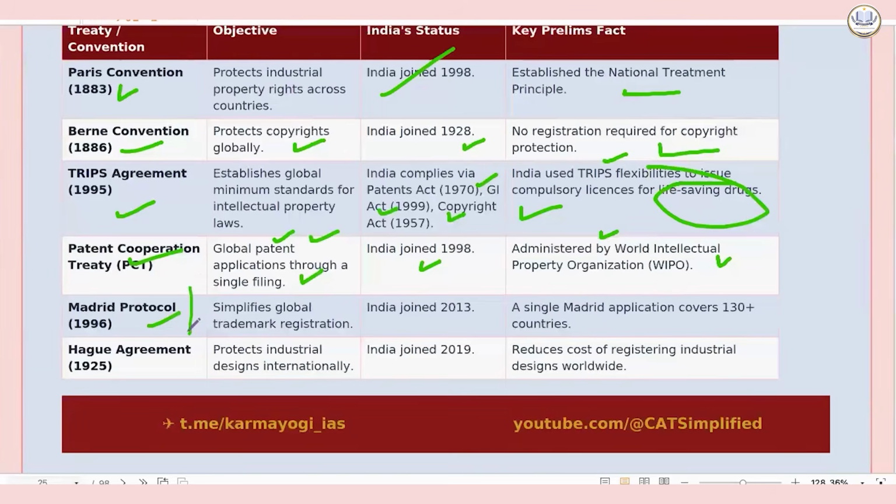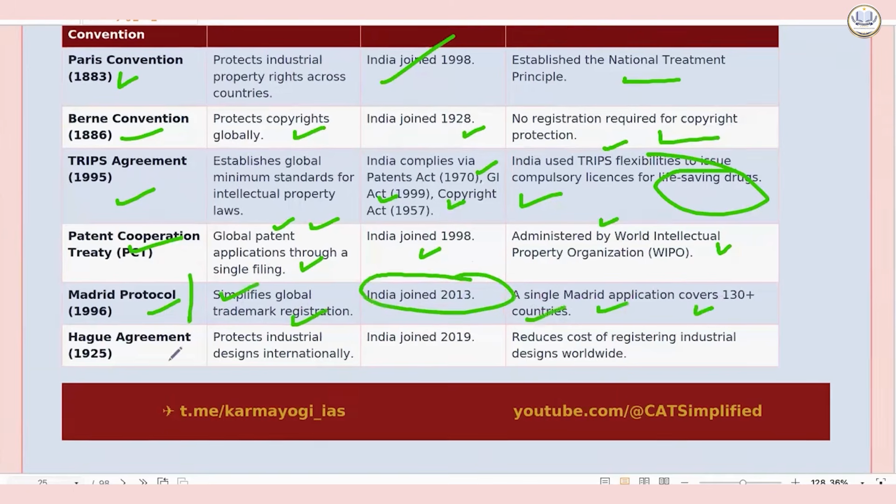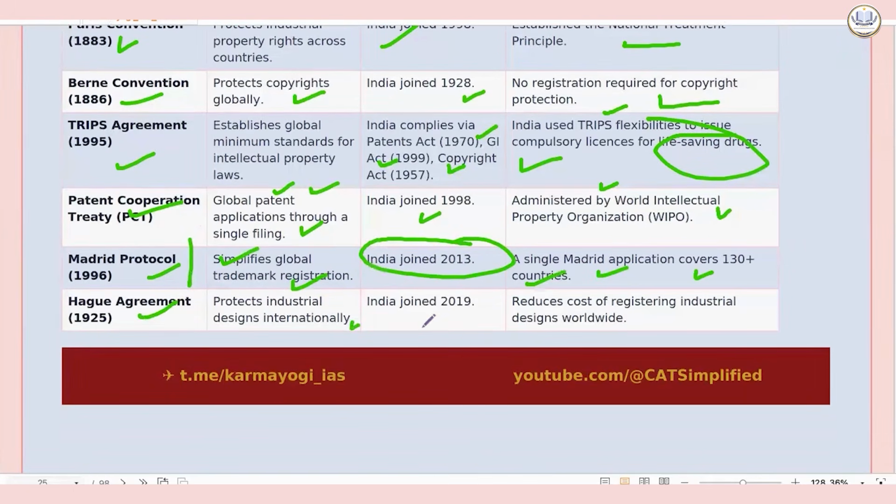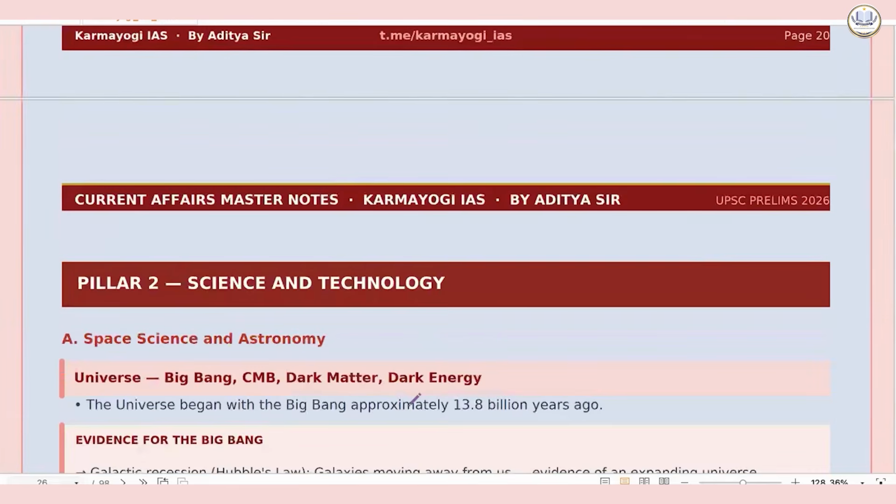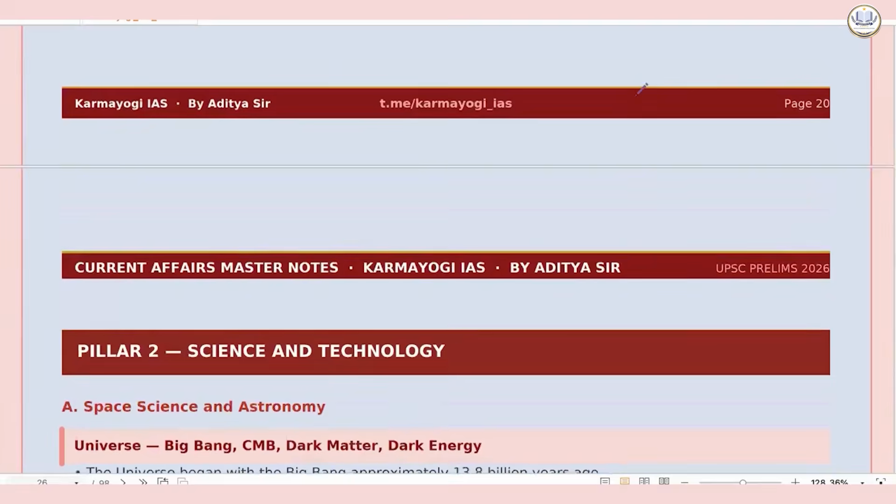And we have the Madrid Protocol 1996, which simplifies global trademark registration. India joined in 2013. A single Madrid application covers 130 plus countries. And we have the Hague Agreement, which protects industrial design internationally. India joined in 2019; it reduces the cost of registering industrial designs worldwide. Okay, with this we have completed international relations.